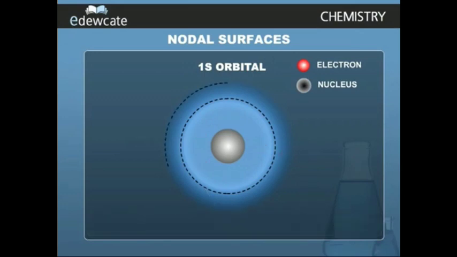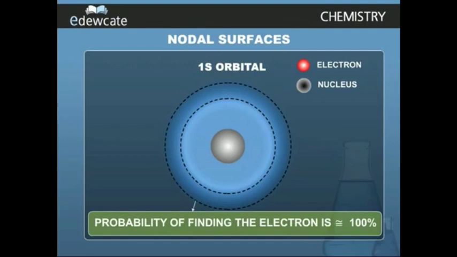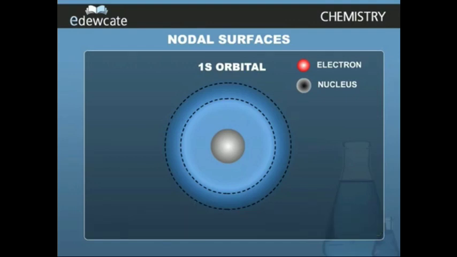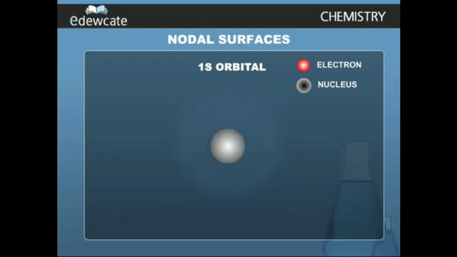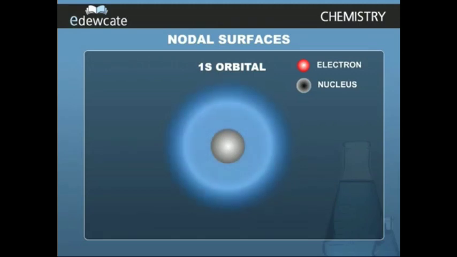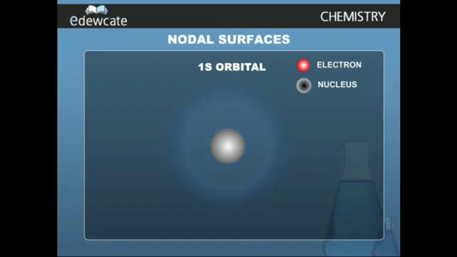One may ask, why do we not draw a boundary surface diagram which bounds a region in which the probability of finding the electron is, say, 100%? The answer to this question is that the probability density psi square has always some value, howsoever small it may be, at any finite distance from the nucleus. It is therefore not possible to draw a boundary surface diagram of a rigid size in which the probability of finding the electron is 100%.